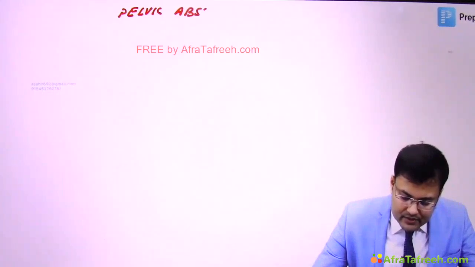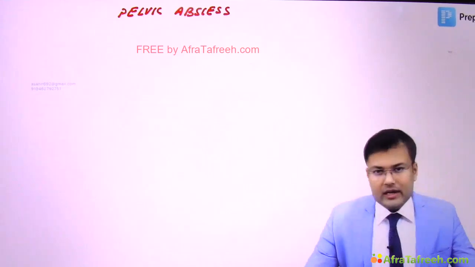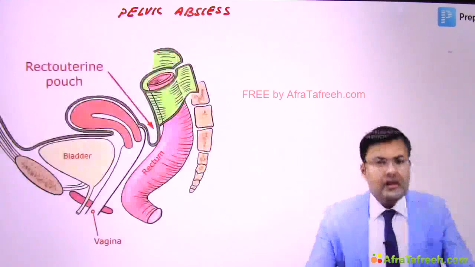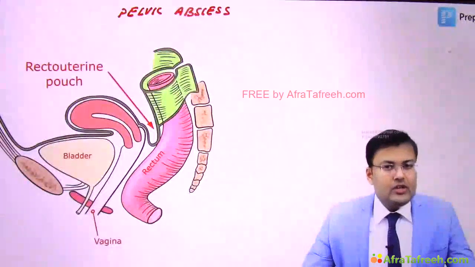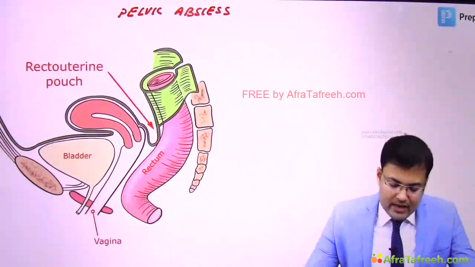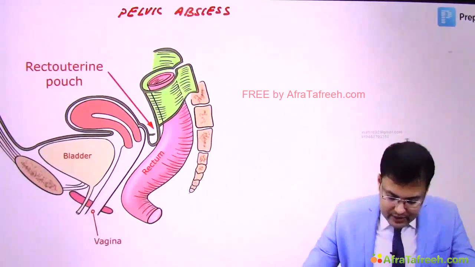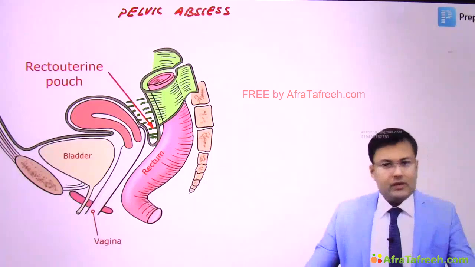Pelvic abscess. Clear? So overall it's the most common site of intraperitoneal abscess. Now see the relation to understand the clinical features. So what happens in this pouch of Douglas? There is collection of pus. Can you see here? So there is pus collection. So if there is pus collection, what will happen?